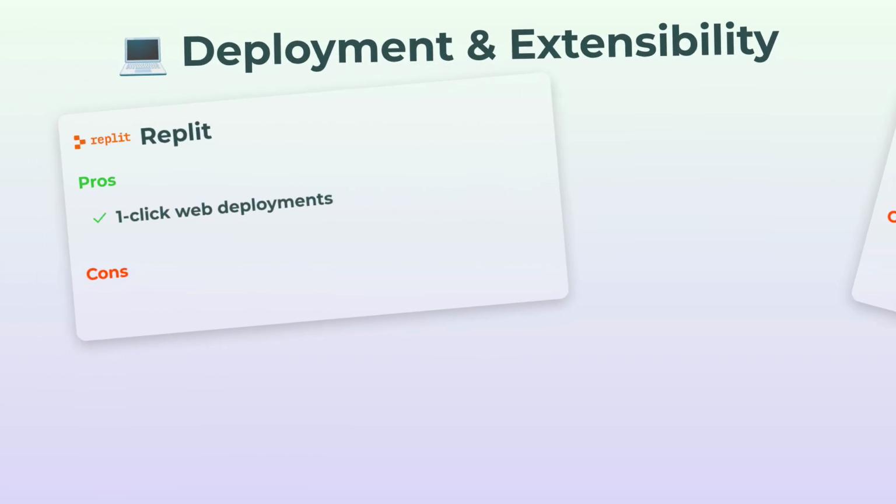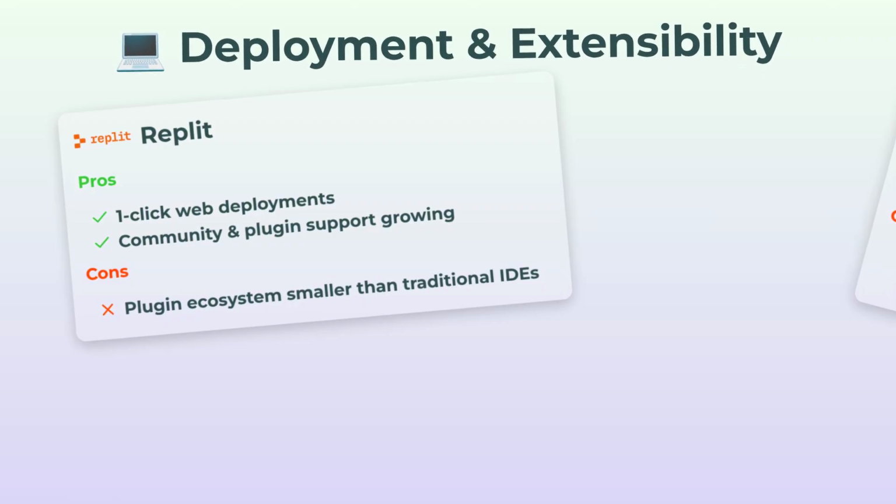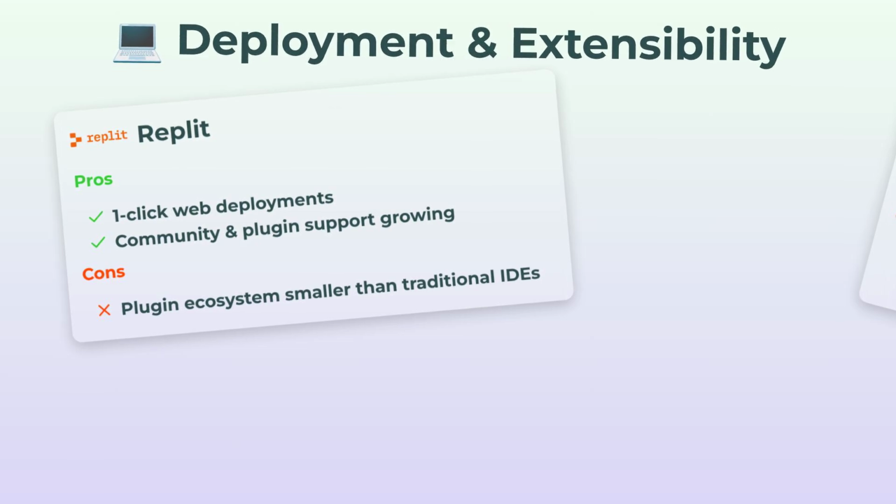Okay, deployment and extensibility. Replit's got that one-click web deployment. You build, you ship in seconds. Their plugin ecosystem is growing too, which is awesome if you want to tweak or add stuff. The one catch? It's not as massive as what you'd get in something like VS Code or JetBrains, but hey, it's getting there.